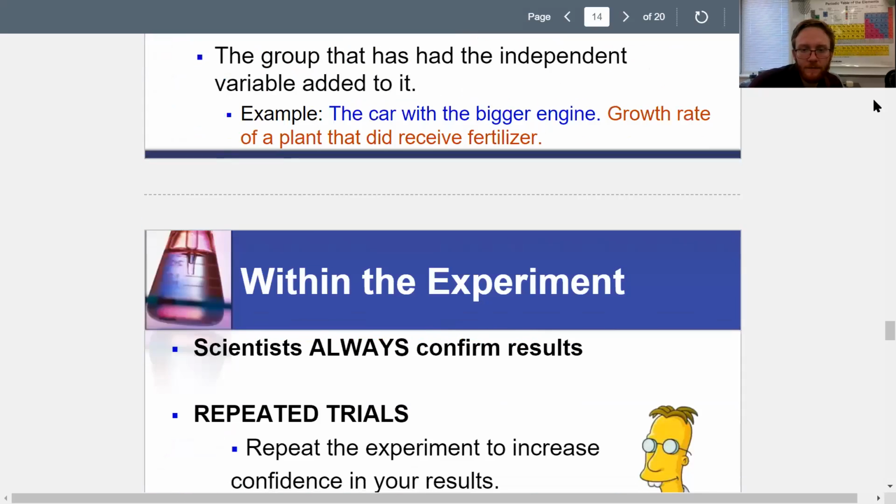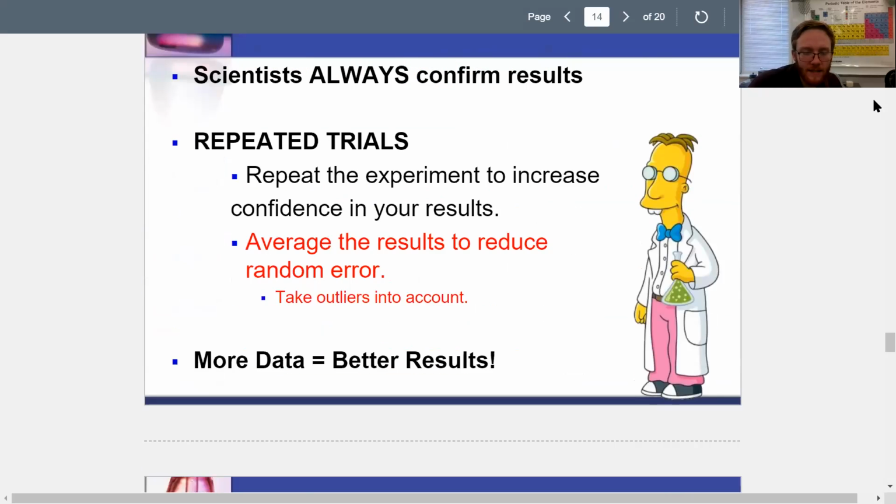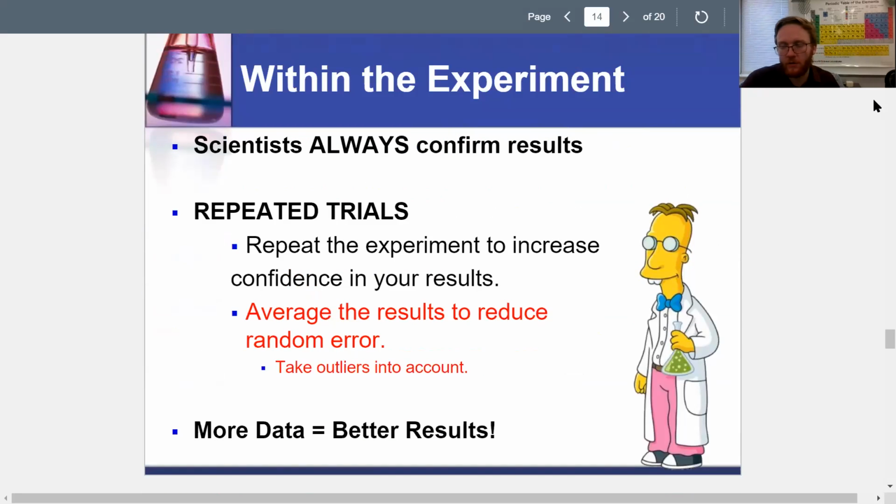Now we're going to look at why scientists repeat data, why you're going to repeat your trials, why you're going to take multiple sets of data. So scientists always, look at the fact that that's completely capitalized, always confirm results. So repeated trials, you're going to repeat the experiment to increase confidence in your results. The average of the results reduces random error, and you take outliers into account. More data equals better results.